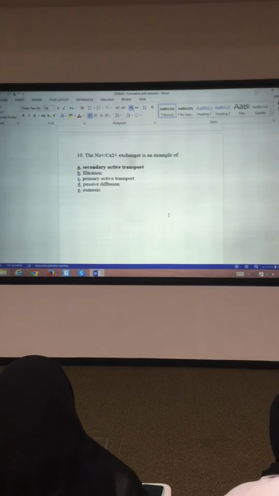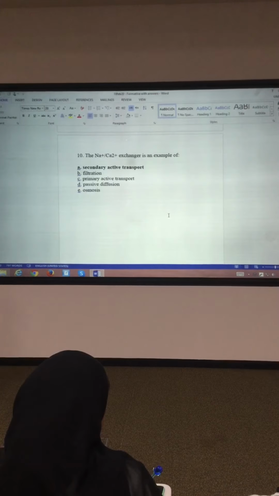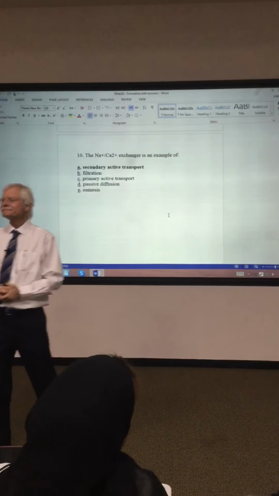Sodium-calcium exchange is an example of secondary active transport. It's not filtration, is it? Not primary active. Passive osmosis. By process of elimination you can get to the right answer.